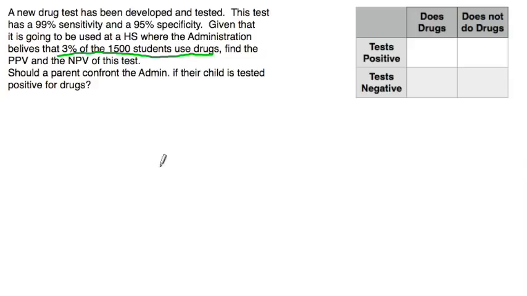3% of the 1,500 students use drugs. They probably base this opinion on some study of high school students. So the first thing you need to find out is how many are using drugs. So, drug users.